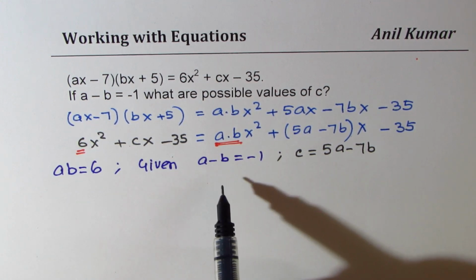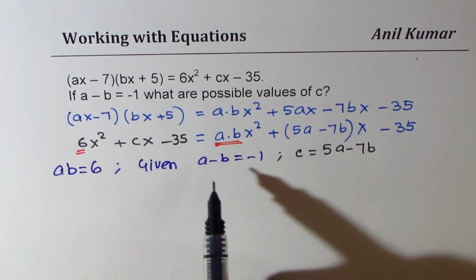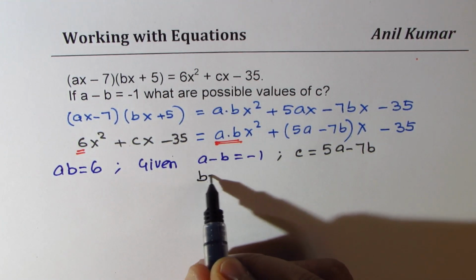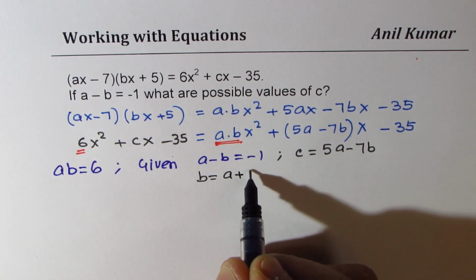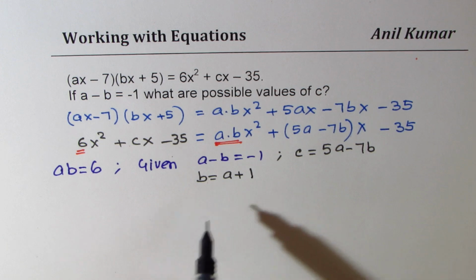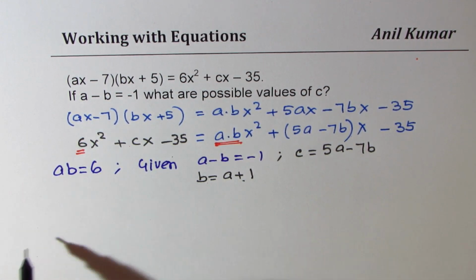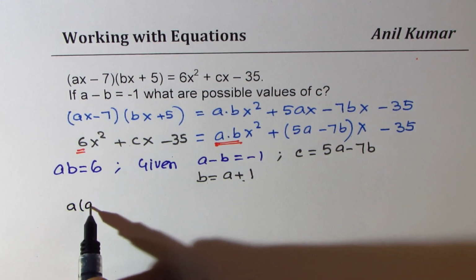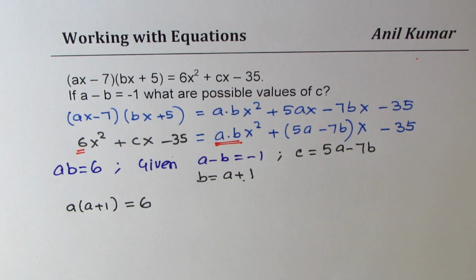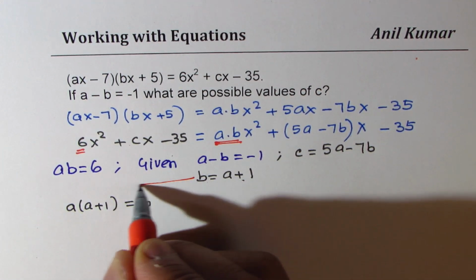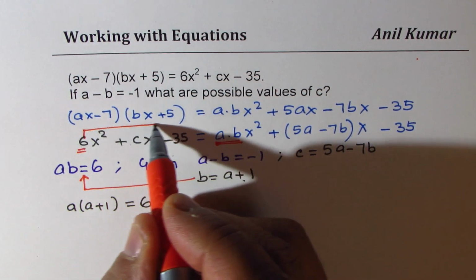So let's resolve and find an equation in one variable. So I could write b is equal to, taking it to this side, a + 1, correct? b = a + 1. Now if I substitute this in our equation, which is ab = 6, I get a times (a + 1) = 6. Now that's a quadratic equation, correct? So what we did here was we substituted this value into what we found. Do you see that connection?